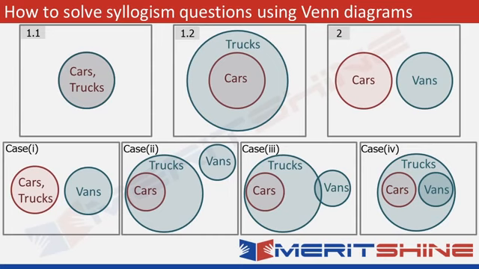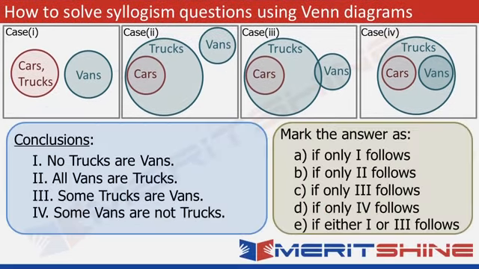Once we have made this, we don't need the figures 1.1, 1.2 and 2. So let's remove them and bring back the conclusions and the answer options. This is it. Now let's see which of the conclusions follow. 1. No trucks are vans. Now this is possible but this is being violated in case 3 and case 4. So this is not a certainty. So conclusion 1 does not follow.